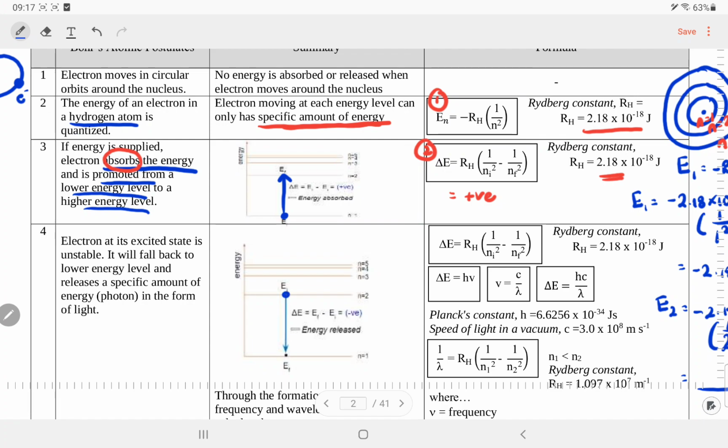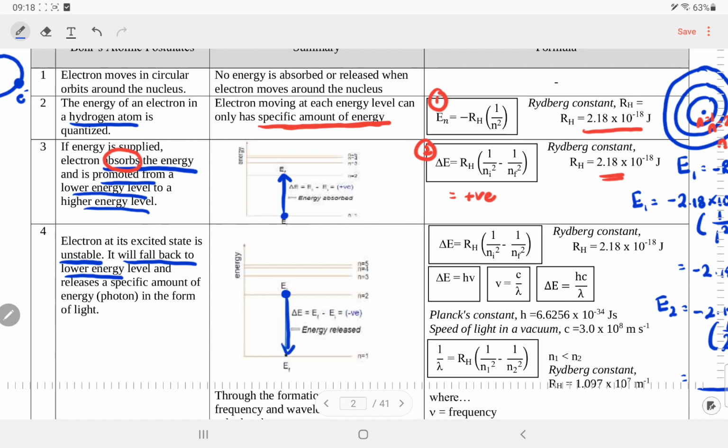And sekarang ni, electron tu dah berada di excited state. Excited state maksudnya the highest energy level. Okay. So, bila dia berada di highest energy level, dia adalah unstable. Kenapa dia unstable? Sebab dia sangat jauh dengan nucleus. Okay. So, dia tak cukup tenaga. So, apa jadi? Bila dia dah habis tenaga, dia akan fall back. Fall back ke mana? To lower energy level.